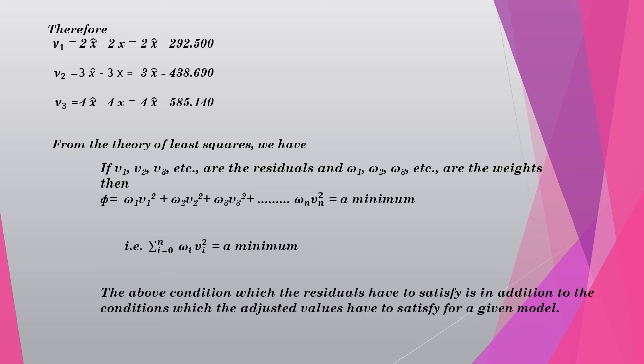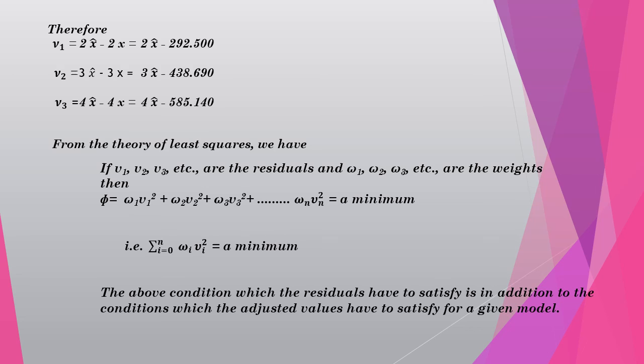Therefore, V1 equals 2x cap minus 2x. Now substituting the value of 2x, we get 2x cap minus 292.500. Similarly, we can solve for V2 equals 3x cap minus 438.690 and V3 equals 4x cap minus 585.140. From the theory of least squares, we have the summation of omega i Vi squared, with i ranging from 1 to n, must be minimum.